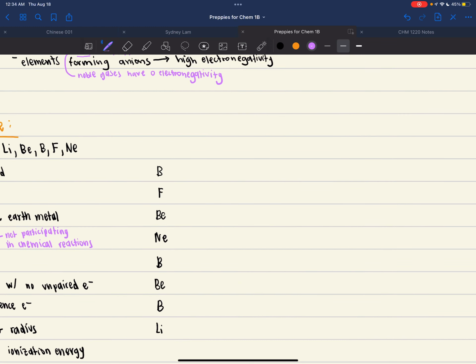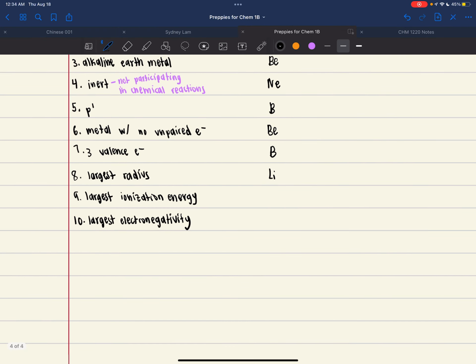So I'll put that for you. Radius, always highest. Yep, there we go. Okay. Now continuing on our final two.